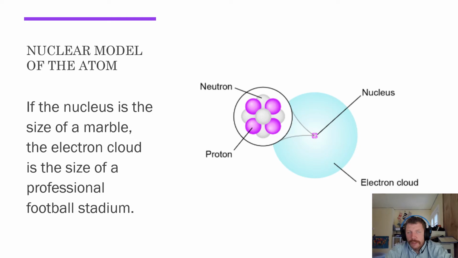So you've got electrons kind of all over the place. Imagine that the nucleus is the size of a marble; the electron cloud would be the size of a football stadium. So that's kind of the scaling that you should think about there. It's huge compared to the very small nucleus.